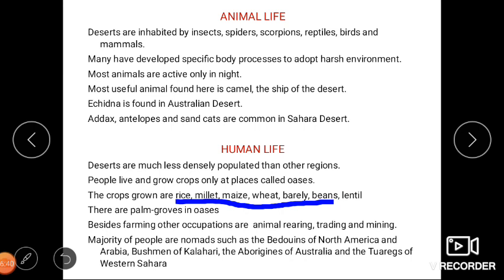The majority of people are nomads, those who move from one place to another, such as the Bedouins of North America and Arabia, Bushmen of Kalahari, the Aborigines of Australia, and the Tuaregs of Western Sahara.